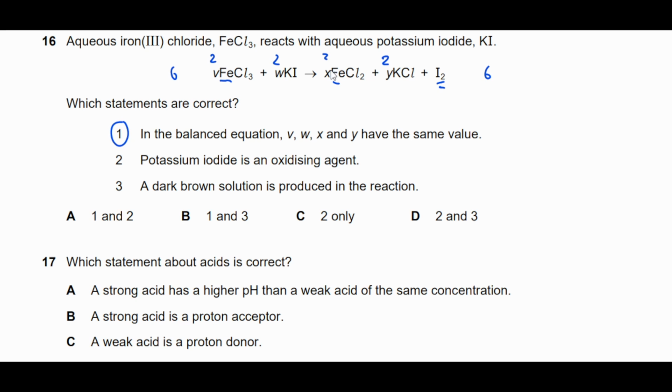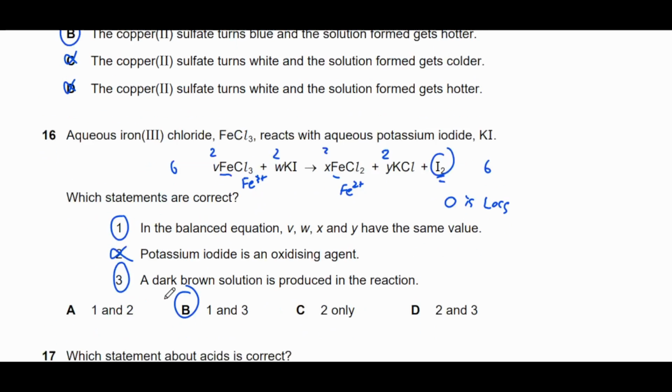Potassium iodide is an oxidizing agent. So did the iron in FeCl3 lose or gain electrons? Remember, oxidation is loss of electrons. So this is Fe3+ to Fe2+. So did it gain or lose electrons? It gained electrons, right? So 2 is wrong because it gained electrons. Next, 3. A dark brown solution is produced in a reaction, that is true because of the iodine. Okay, so therefore the answer is B.